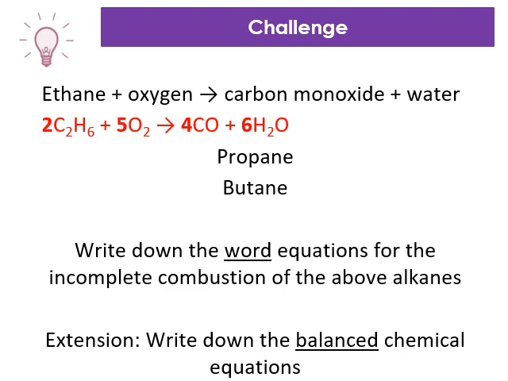Ethane also reacts with oxygen to produce carbon monoxide and water. Remember, this is incomplete combustion. So similar to the previous task, I would like you to have a go at the word equations for the incomplete combustion of the above alkanes, propane and butane, and have a go at writing down the balanced chemical equations. I know some of you find these tricky, but practice does make perfect.